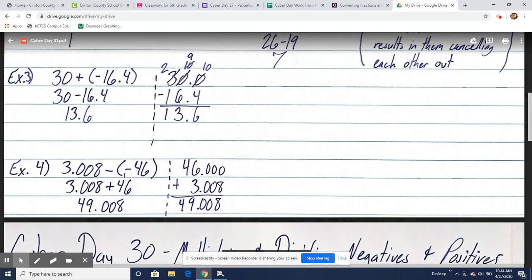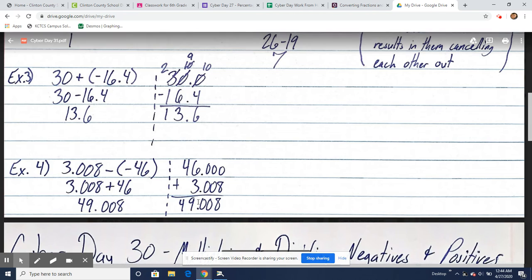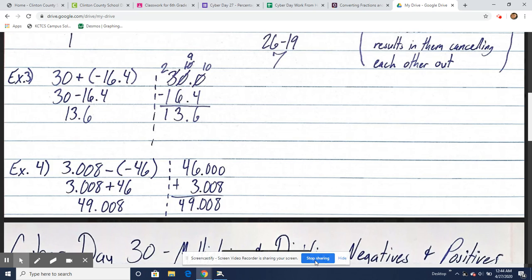3 and 8 thousandths minus negative 46. When we change our symbol, we get an addition symbol. So now we have 3 and 8 thousandths plus 46. Line up our decimals, create some placeholders there. That way everything's nice, neat, and organized. Start adding, and we end up with 49 and 8 thousandths. We're going to go over multiplying and dividing in the next video, so hopefully you guys stick around for that.